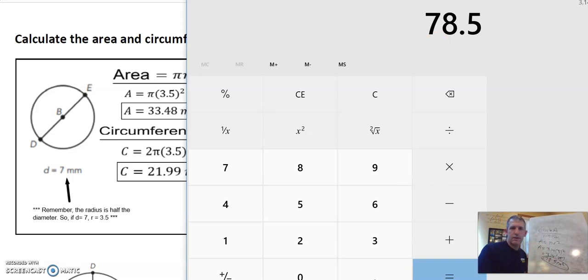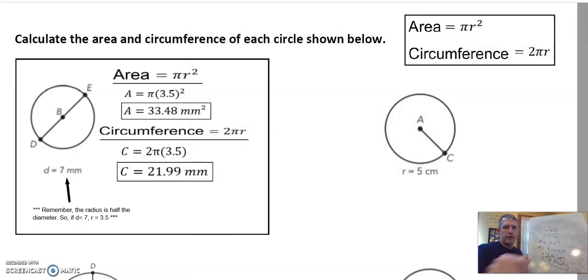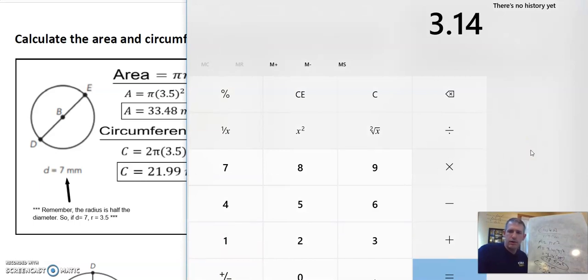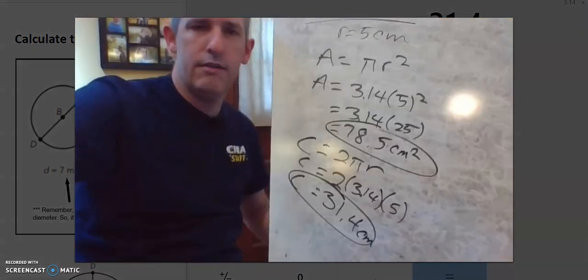Now we want circumference. Circumference is going to use radius as well. So circumference is 2 pi r. So I have 2 times 3.14 times my radius, which is 5. And pull up my calculator. 3.14 times 2 times 5, and I get 31.4. Probably could have done that without a calculator, but oh well. Centimeters.